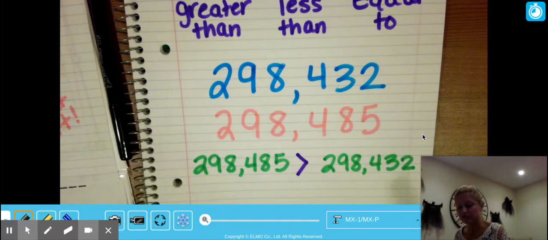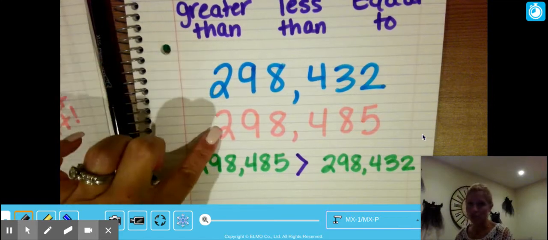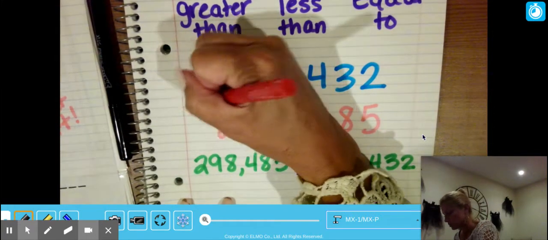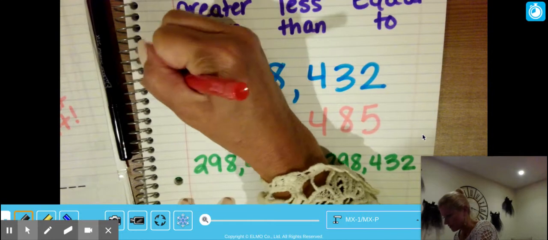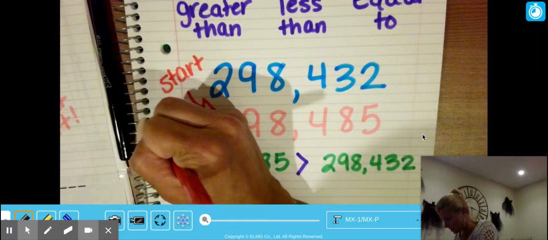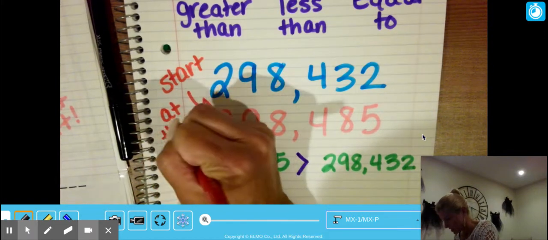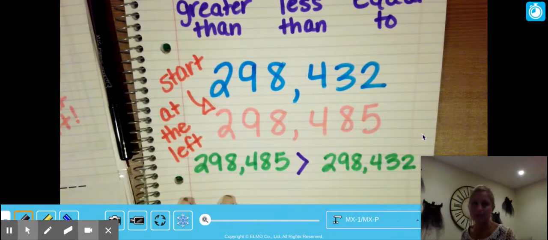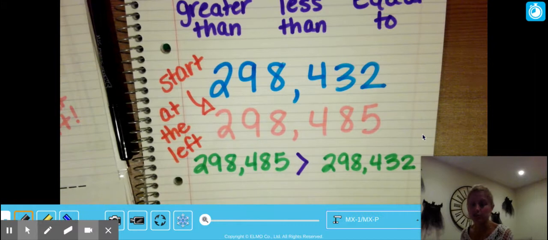The one thing that I really do want to have you remember is that you always want to start here at the left. So I'm going to draw a little arrow and I'm going to write start at the left, aka the greatest place value that you have in your digits.